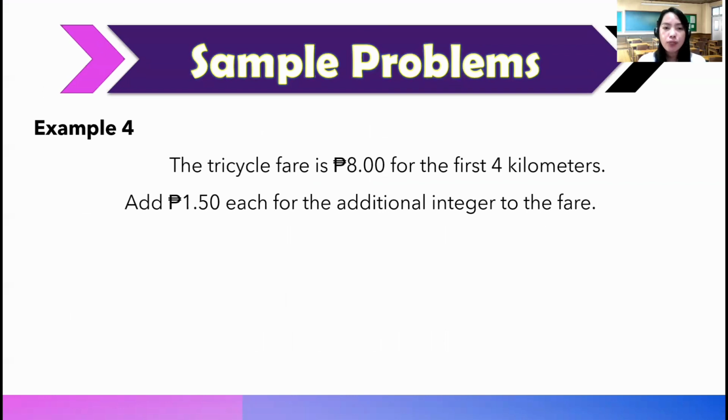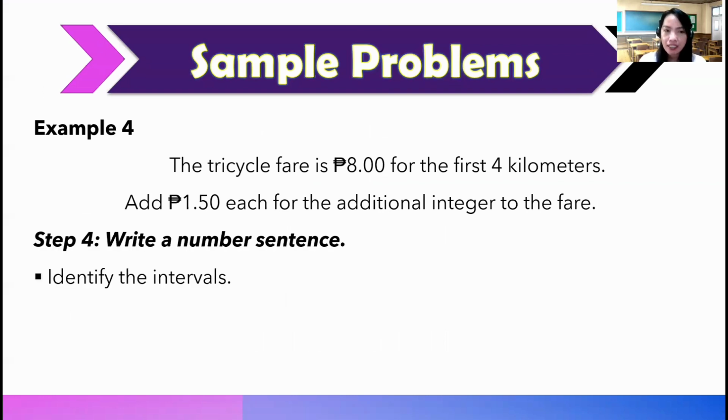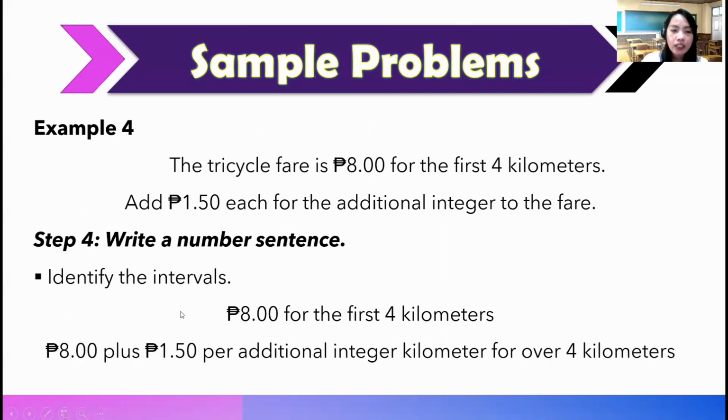So, in example number 4, we have to take note of this given. For step 4, identify the intervals. Ang 8 pesos para sa first 4 kilometers. Ang second condition naman, 8 pesos plus 150 per additional integer kilometer for over 4 kilometers. So, additional integer kilometer, magdadagdag ka ng 150 kada kilometro na iaandar ng tricycle plus yung minimum na fare which is 8 pesos.